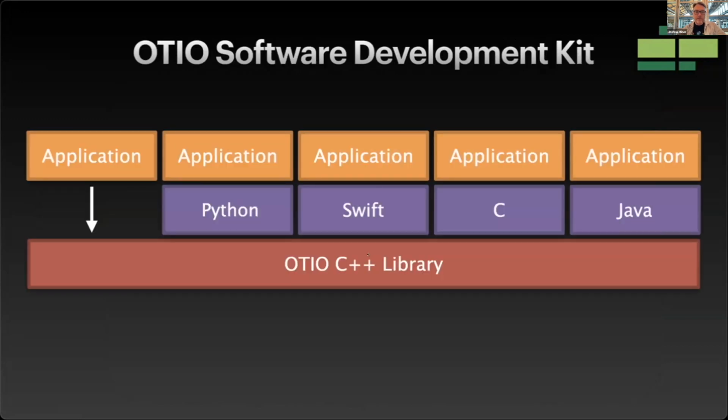OTIO is also a software development kit. Its core is written in C++, and we have language bindings for Python, Swift, C, and Java, and others are possible as well. So regardless of what programming language your application happens to be in, software developers can use the language that they prefer to use OTIO and use it to add features in their application.